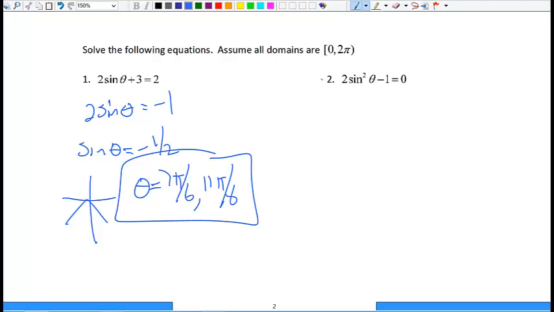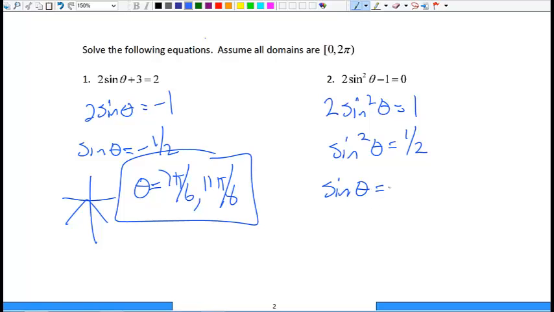Number two. Okay, I've got a single trig function. Oh, there's a squared there, so it doesn't quite fit the factoring example. I'm going to bring the 1 over, so 2 sine squared theta equals 1. Divide by 2, equals 1/2. And then when I square root that, I get sine theta equals, remember if you square root, you should get plus or minus square root of 1 over 2, which when we rationalize that, we get something we should recognize, which is square root 2 over 2.